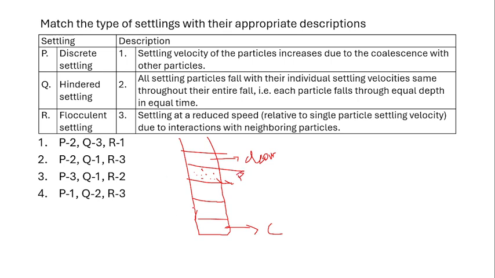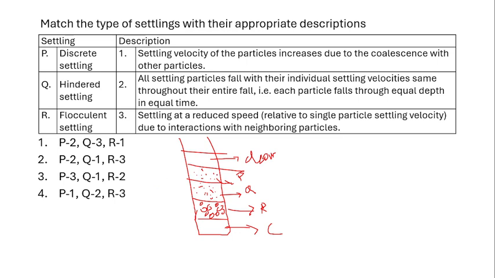Okay, and this region again, particles will interact with each other, and it is called as the Q region, which is hindered settling. And here the flocks will be formed. So this will be very tightly packed. Larger particles will be there. So that is the flocculent settling. That is your R. Okay.